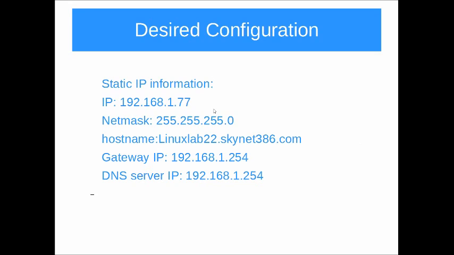So the desired network configuration that we're going for is we want to have an IP address of 192.168.1.77. We want to have a netmask of 255.255.255.0. The host name we're not going to change. We're going to do another video on that. We're going to keep this video short and sweet. The gateway is going to be 192.168.1.254, which is going to be the same as our DNS server. In this particular screencast, both our DNS and the gateway are the same.